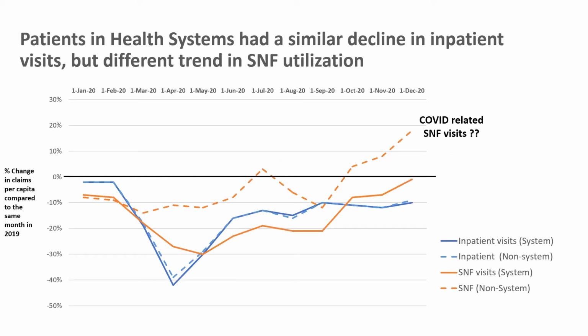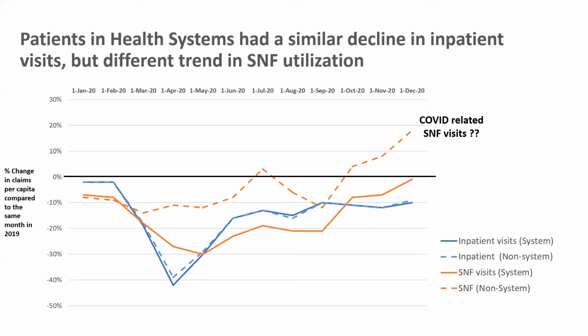These charts are going to get a little bit crowded, so let me just explain what's going on here. This time there are two sets of controls. The blue lines are inpatient visits, so hospital inpatient visits. The solid blue is in system, so solid's always going to be in system, and the dashed is always going to be non-system. And you can see those two blue lines look very similar. So there's basically no difference in the propensity to become hospitalized in a system.